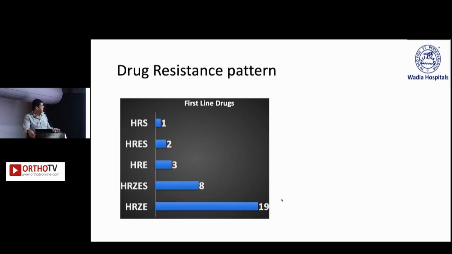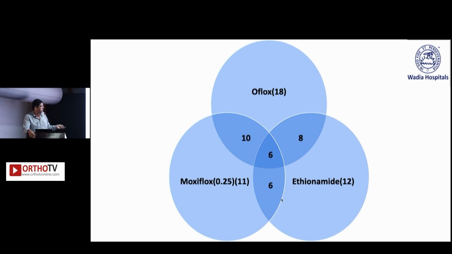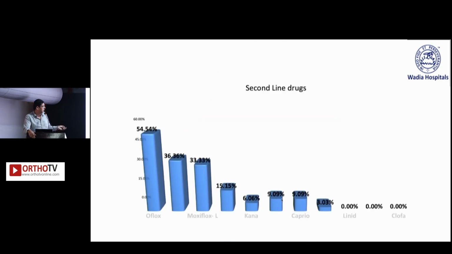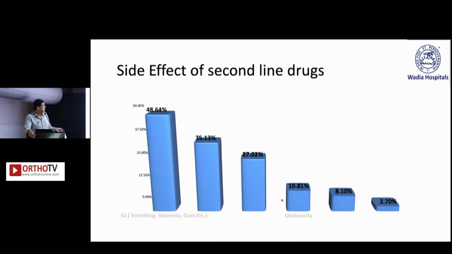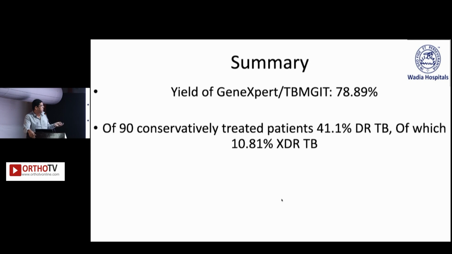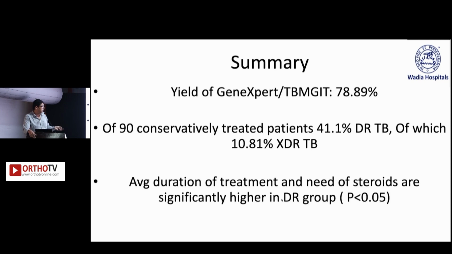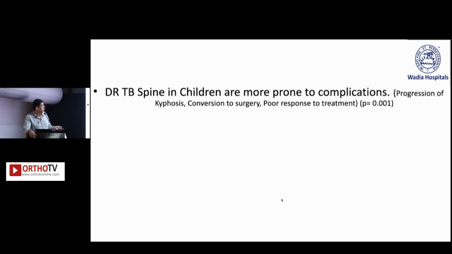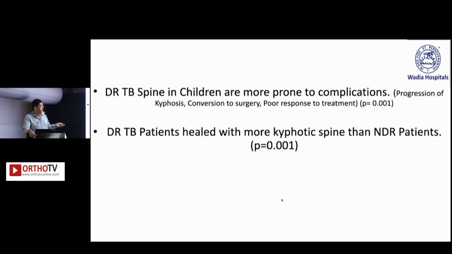You can see that. Now, we looked at the drug resistance patterns, and I'm not going to go into the depth of it, but this is just to show you all the second line drugs which we used. And the yield of the GeneXpert TB-MGIT was 78%. This is very important. So a good biopsy is very important. Okay, XDR is still there. We see it, and duration of steroids was higher in the drug-resistant group. Okay, so these patients are more prone to complications.